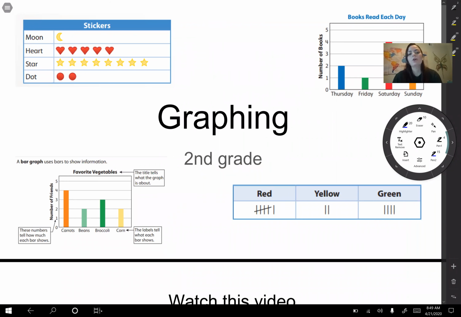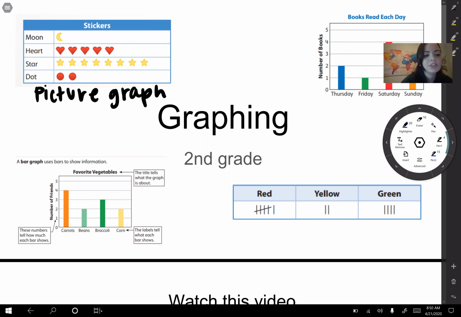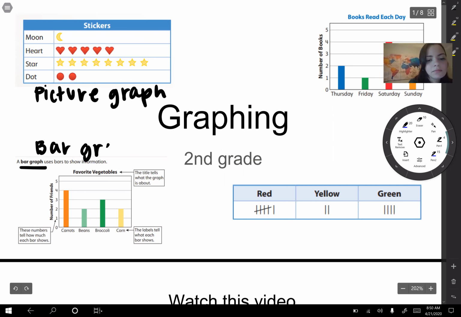So first, these are the three different graphs. We've got picture graph, and I'll let you have a second to think about why it's called a picture graph. So I'm going to label them first and we'll talk about why they're each called different things. This one's called a bar graph. And this one's called a tally chart.